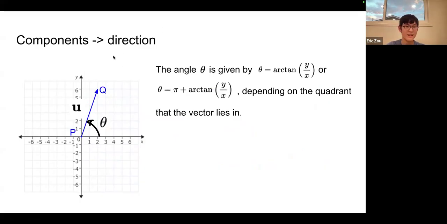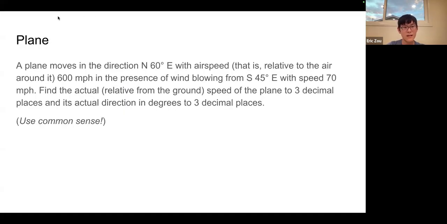Well, maybe I just talked about that. You make sure it could be 2 pi plus arctan y over x as well. Okay, this is a problem that we'll work through.